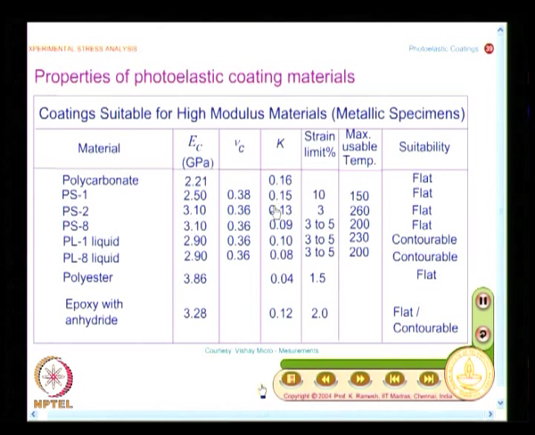0.1 is what you see by and large for most of the materials, and the strain limit is that it can go up to 10% of strain. Because these are all plastics, you can't go beyond a maximum of 260 degrees centigrade, and you also have whether they are available in flat sheet or contourable form. When you have a contourable form, you essentially have a liquid and you cast it in your own laboratory.